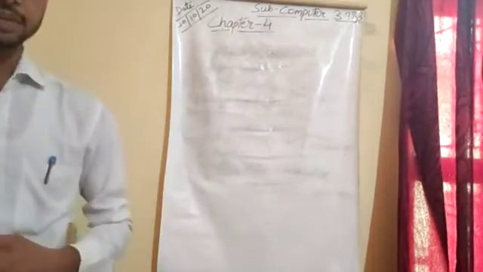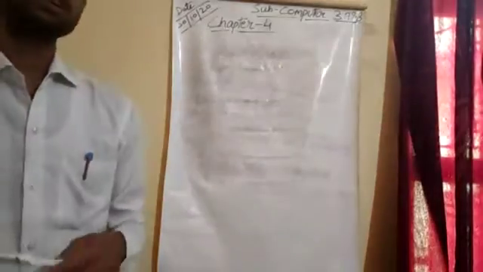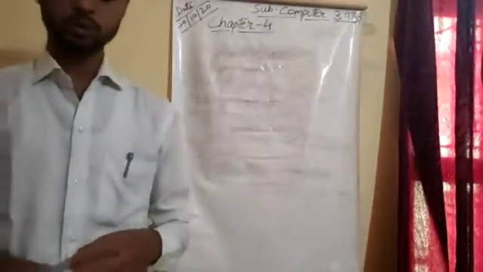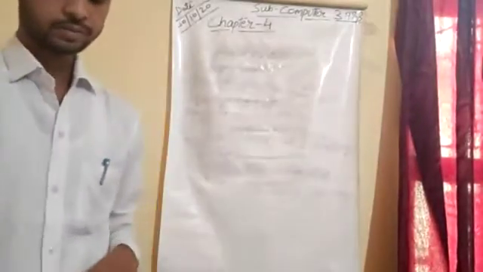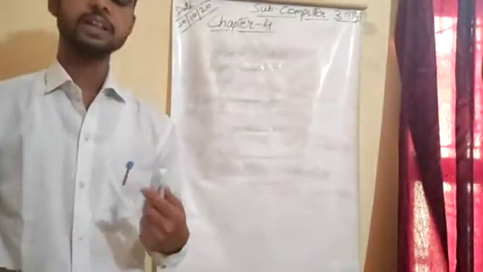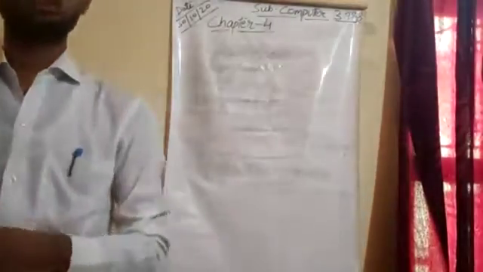Now, starting MS Word, there are some points given in your textbook which help you to open MS Word. Okay? Step 1, click the Start button, then click on Programs and click Microsoft Office.